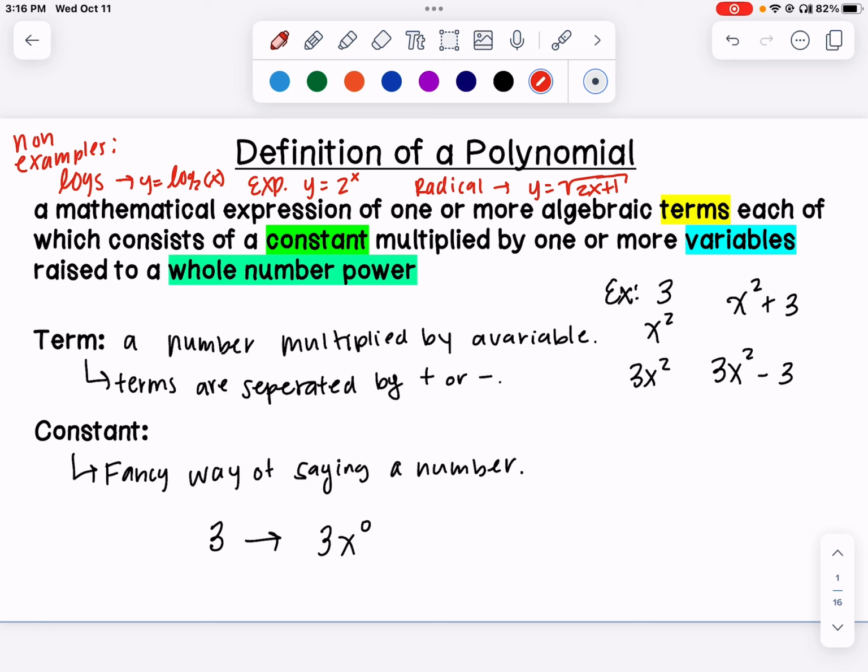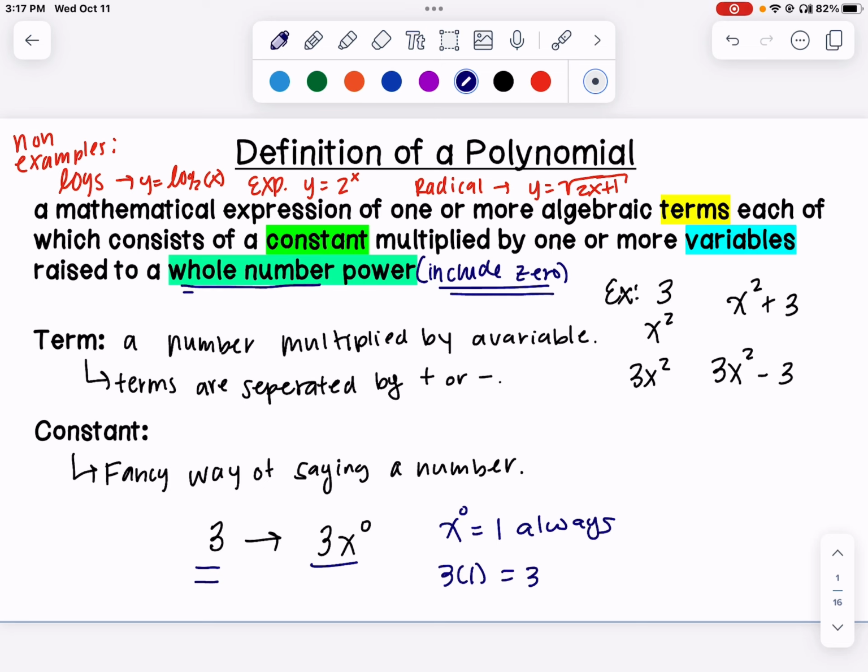Now we do need to add on to that a little bit. That does actually include 0. That's really what gives us the constant. We know that if we have 3, it's really 3 times x to the 0, because x to the 0 is equal to 1 always, and so 3 times 1 is just 3. So we can include 0. And when it says a whole number, it really means, is it non-negative? These are the things that make up a polynomial.